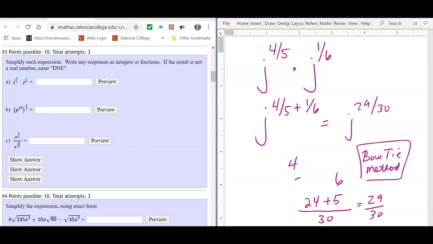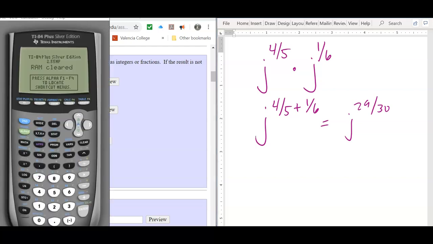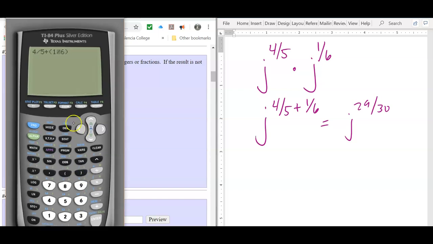Okay. And then one more method is you can use your calculator. So let's go ahead and work on that. You can check yourself with your calculator. So let's just try this. So if I were to enter 4 divided by 5, that's 4/5, right? Plus, let me go ahead and put parentheses around this so it knows it's 1 divided by 6. That's always safe. Okay, so let me go ahead and do that for all just to show you. I always put them around my rational expressions.